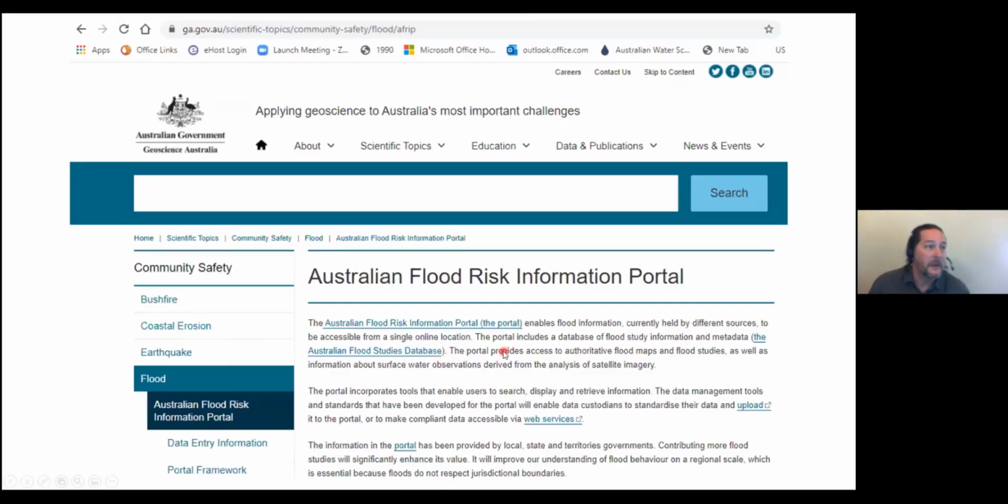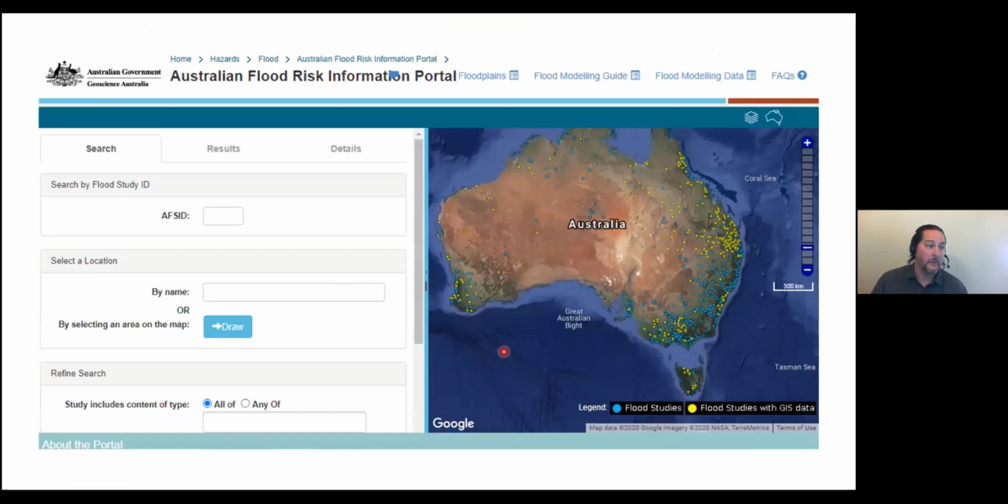In Australia, again, I'll highlight these links in the Q&A line. We've got a flood risk information portal where you can actually go online and either look up flood studies that have been done or upload your own. And it's not just flood studies, but any data that Paul has discussed that would be useful in doing a consequence assessment can be extracted from this database or uploaded to the database when you register.